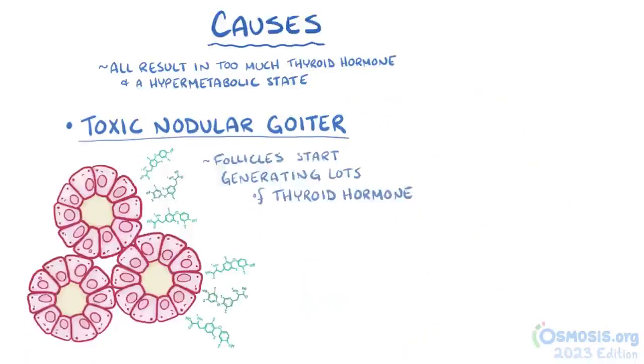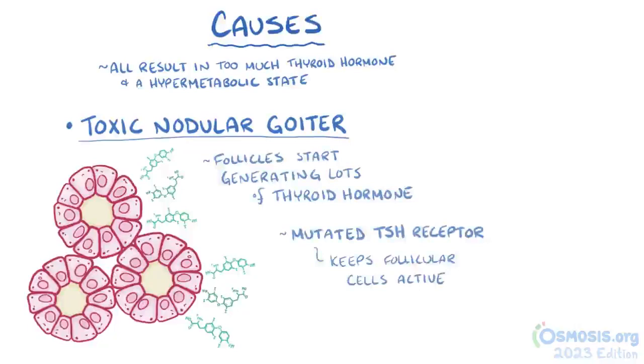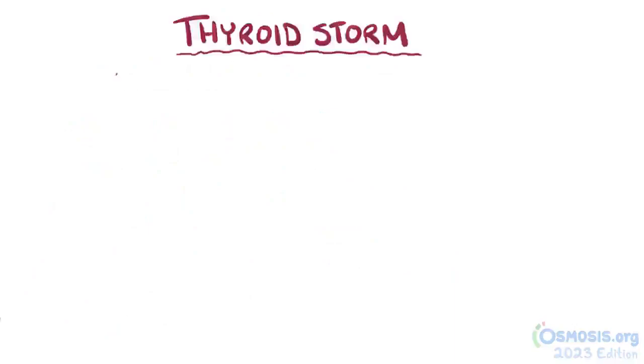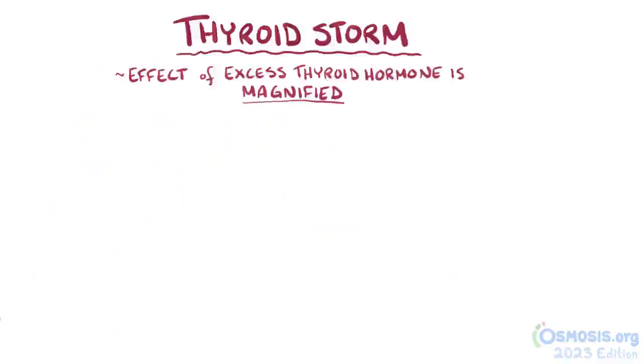In some cases, it's because of a mutated TSH receptor that inappropriately keeps these follicular cells active. Regardless of the cause of hyperthyroidism, occasionally a person can develop thyroid storm, which is when the effect of having excess thyroid hormones is suddenly magnified. The exact reason that this happens is unclear, but there are some proposed mechanisms.